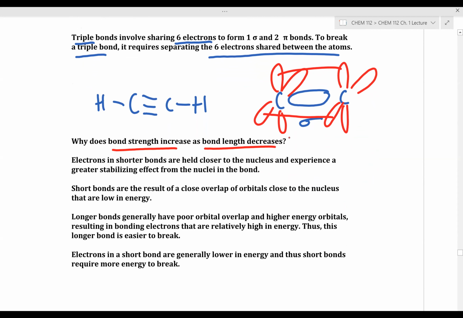So first and foremost, electrons in shorter bonds are held closer to the nucleus, and so they get a greater stabilizing effect from the nuclei, right? They're closer to the nucleus, so they get greater stabilization. That's the same reason why orbitals in atoms with a smaller atomic radius are lower in energy. Now, short bonds are also the result of close overlaps of orbitals close to the nucleus that are low in energy. So if you're using low energy orbitals, you're going to get a lower energy bond, or lower energy bonding orbital to be exact.